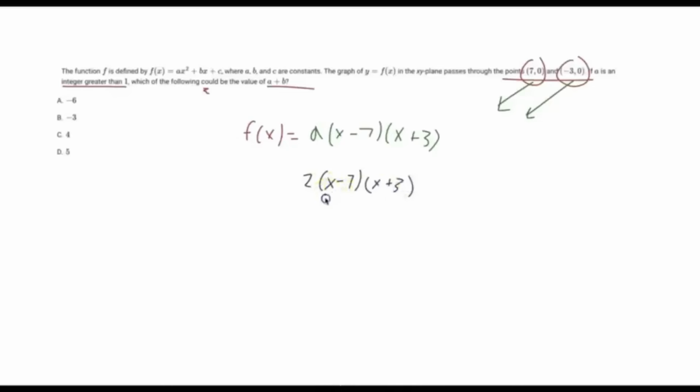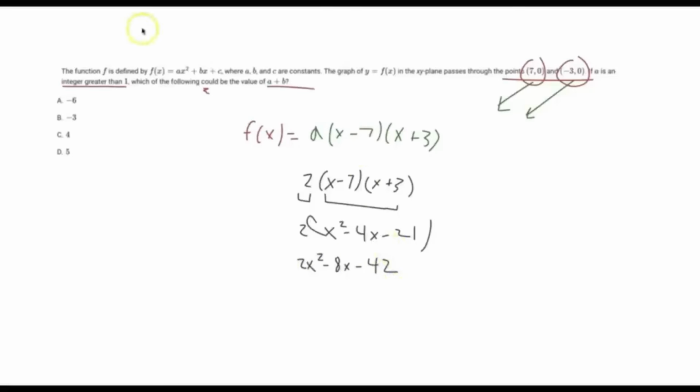So let's just do this part first. So we have x squared, and then we'll get negative 4x, and then minus 21. So then we have to apply the 2 right here to the outside. So then we have to multiply this entire thing by 2. So then we get 2x squared minus 8x minus 42.